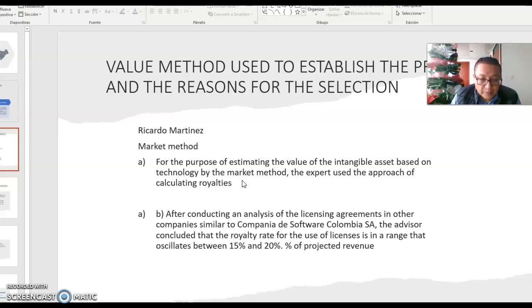After conducting an analysis of the license agreement in another company similar to the company, Software Colombia, the advisor concluded that the royalty rate for the use of the license is in a range that oscillates between 5% and 20% of project revenue.